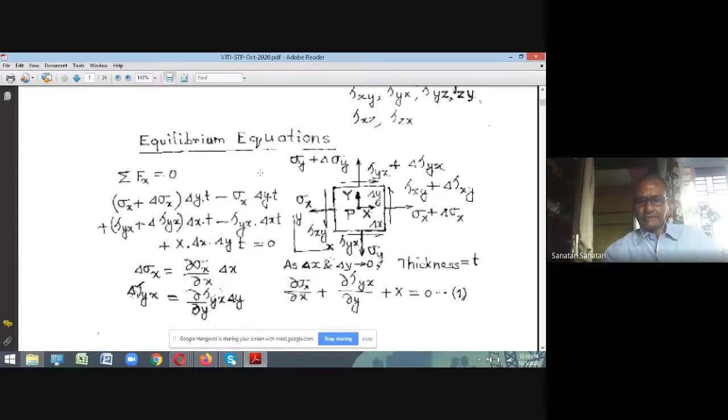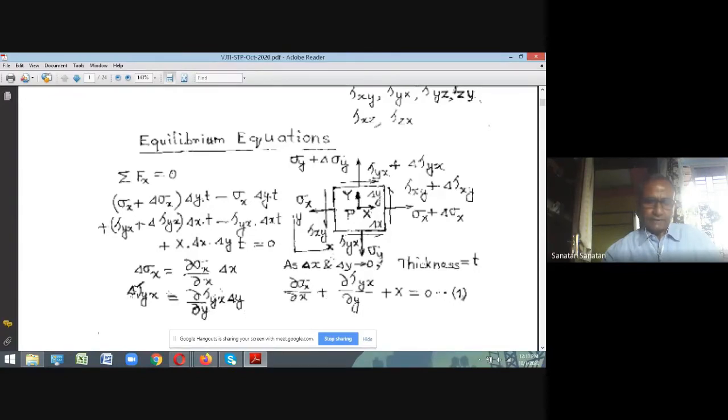So now you see that the sigma x which was acting on the left vertical face has changed in value. On the right vertical face, it has become sigma x plus delta sigma x, and this delta sigma x is given here by del sigma x by del x multiplied by delta x. So that's the increment. Similarly, tau xy, which was acting on the left vertical face, has undergone a change on the right face, given by delta tau xy, and this delta tau yx is given here by del tau yx by del y times delta y.